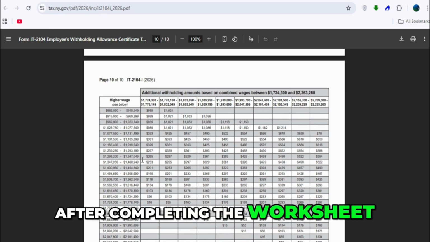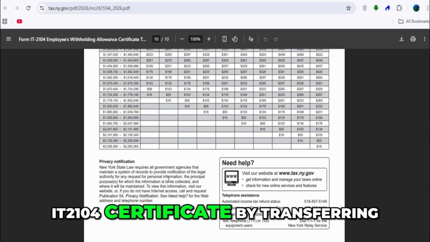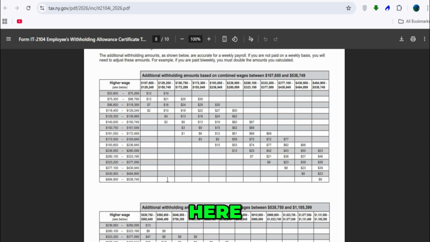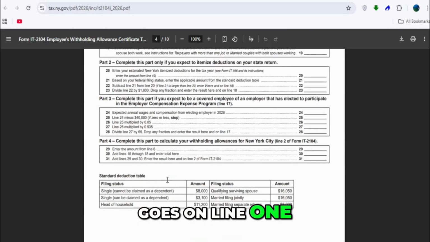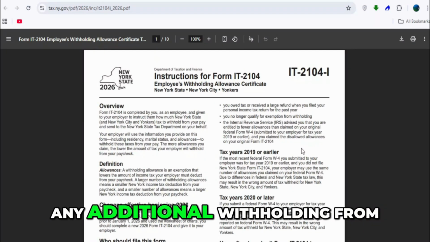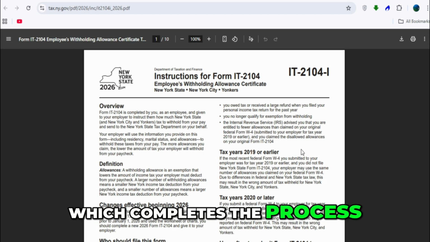After completing the worksheet and charts, you complete the actual IT-2104 certificate by transferring the numbers. Here, this means the total from worksheet line 19 goes on line 1. The total from worksheet line 31 goes on line 2, any additional withholding from the charts goes on line 3, you check the correct filing status box, you sign and date the form, and you give it to your employer, which completes the process.